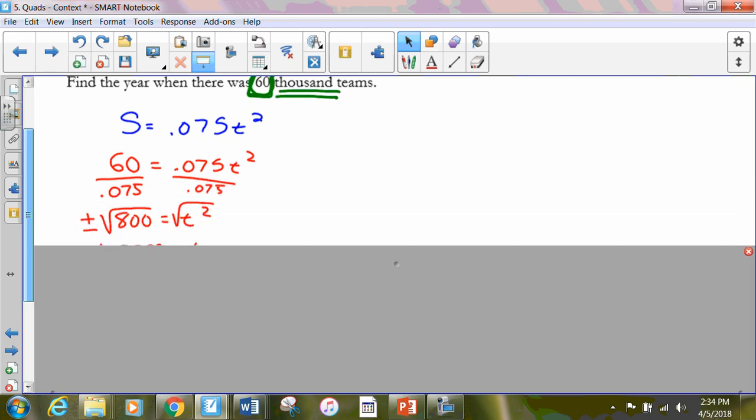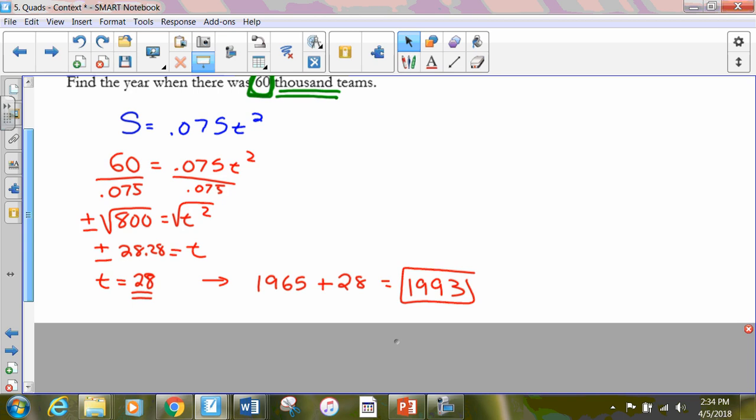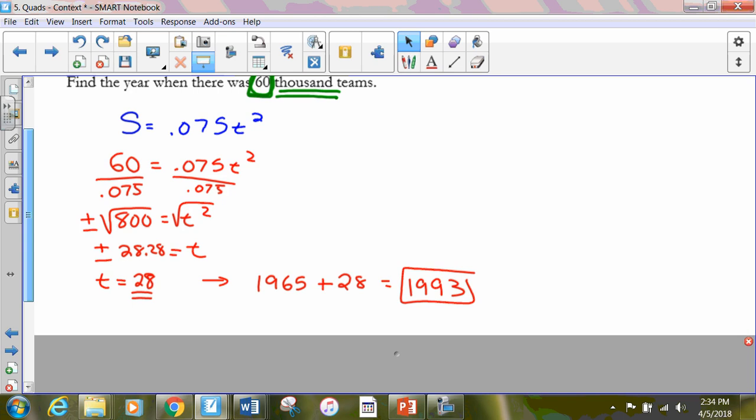Okay. Hopefully your work looks like my work, except you might have stopped here, right? Because you divided both sides, you took the square root, and you said, oh, I got two answers, that's great. But if you're not thinking and you stop there, that's going to be a problem. So that's when I went ahead and separated. I said, well, either t is equal to 28, or t could be equal to negative 28. And that's when I have to stop.